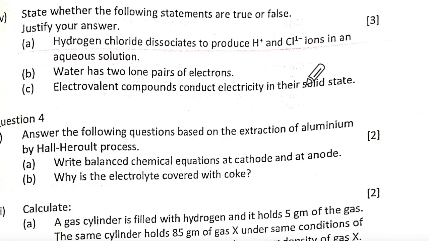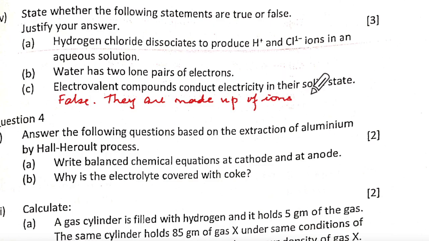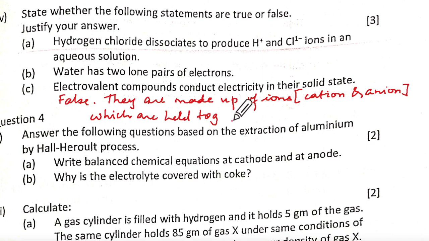Electrovalent compounds conduct electricity in the solid state. False. This will be false, and the reason is that they have ions, or they are made up of ions, cation and anion, which are held together by strong force of attraction.